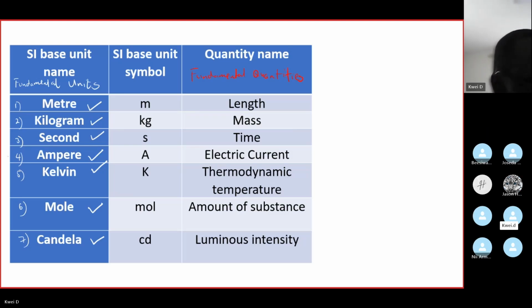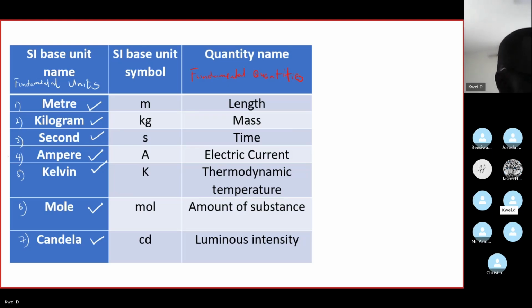Then we have the thermodynamic temperature, which is measured in Kelvin. That's the standard for measuring temperature in science. Then amount of substance is measured in the mole. The symbol is mol. And finally we have the luminous intensity, which is measured in candela. Luminous basically means light. So when we say luminous intensity, basically what it means is light intensity. I hope that is clear.